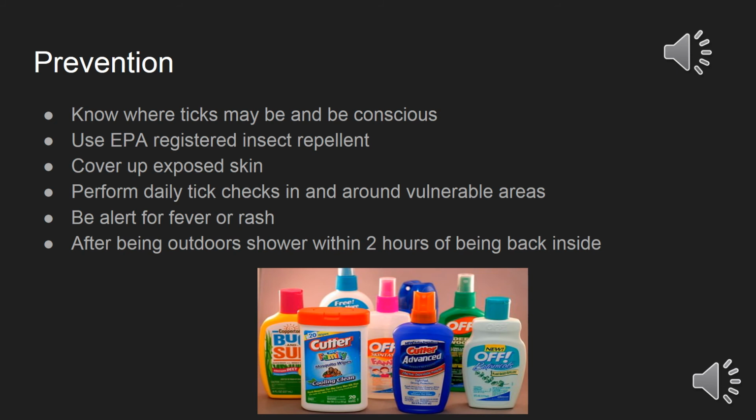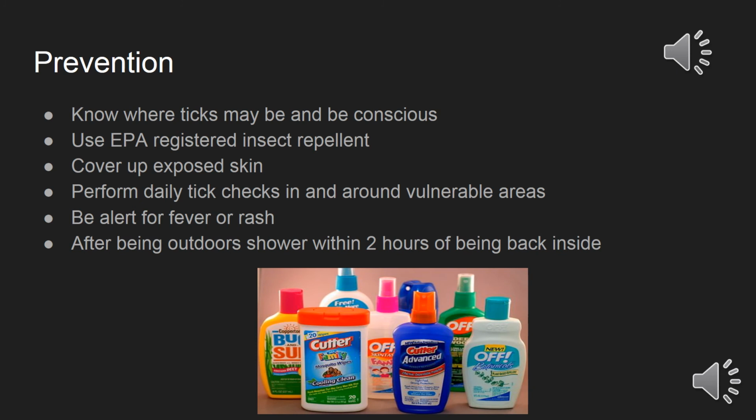So, with prevention of Lyme disease, know where ticks are and be conscious of them, and use EPA registered insect repellent, which I have pictured below. It's mostly the Cutter. It's all types of just like bug spray that's just very powerful. Cover up exposed skin with long sleeve shirts. You could wear hoods, long pants, high socks. And another thing you could do is perform daily tick checks in and around vulnerable areas.